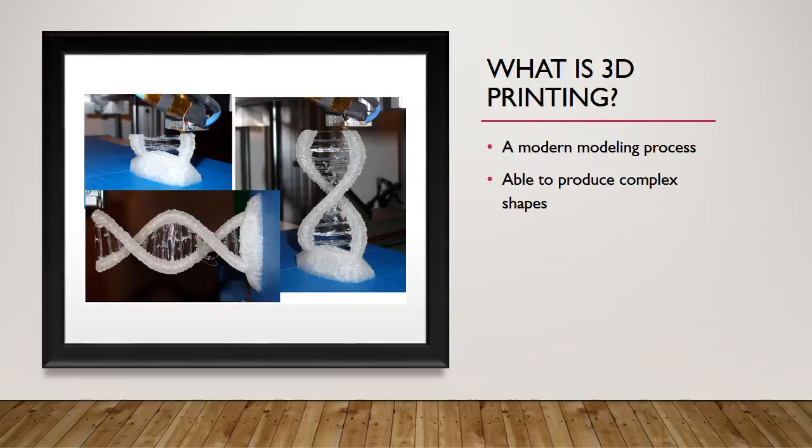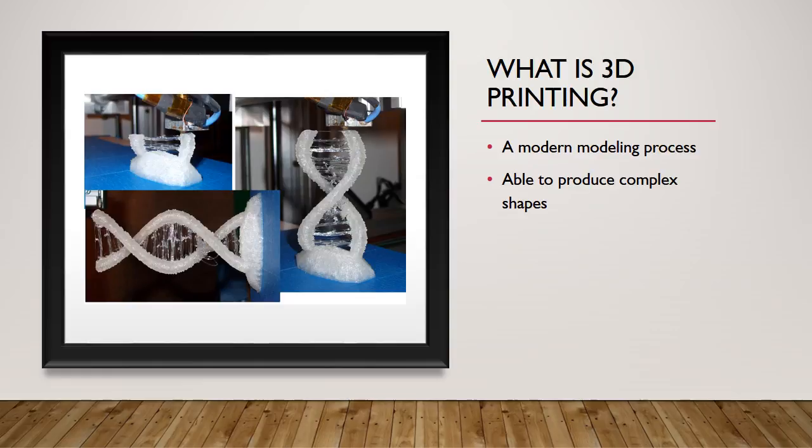So what is 3D printing? 3D printing is a modern modeling process that is based on additive manufacturing, a process that works by adding thin layers of material on top of each other to create an object. It can create both simple and complex shapes, from a model of a phone case to a model of DNA.